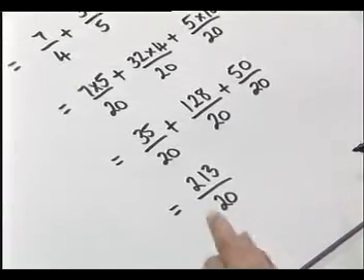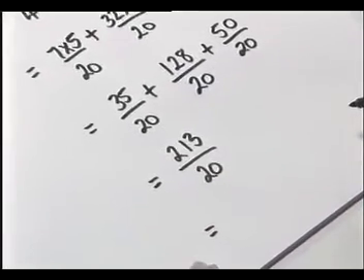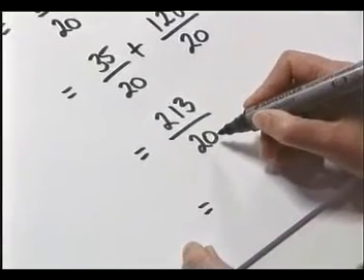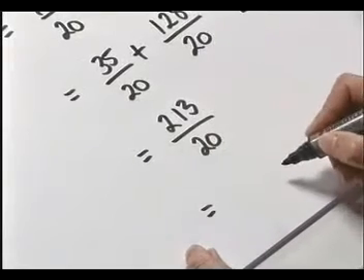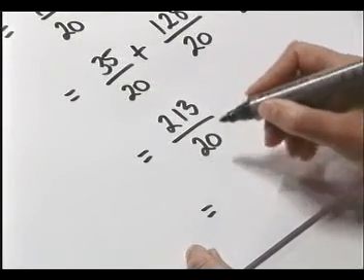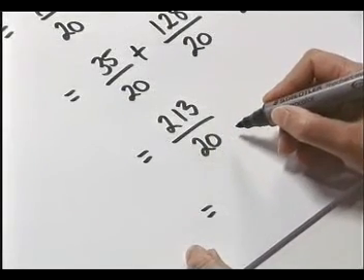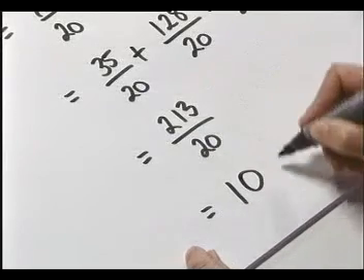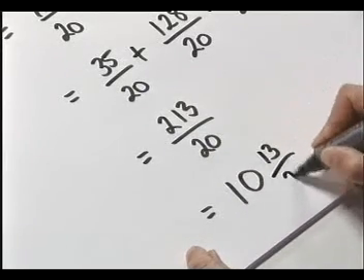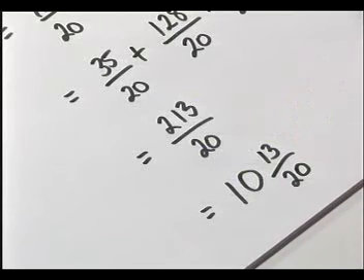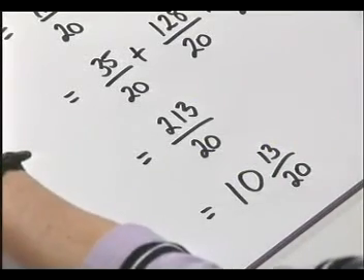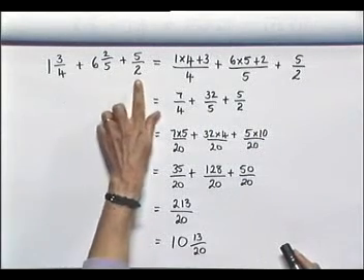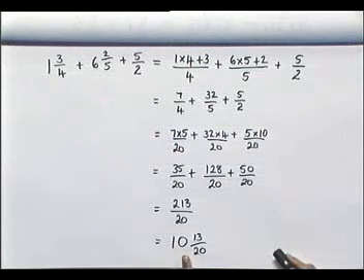And again, let's turn that back to a mixed fraction. How many 20s, how many whole ones are there in 213? Well, 20 times 10 gets us to 200, so that's 10 whole ones and 13 20ths left over. So if we add 1 3/4, 6 2/5, and 5 halves, we get 10 and 13 20ths.